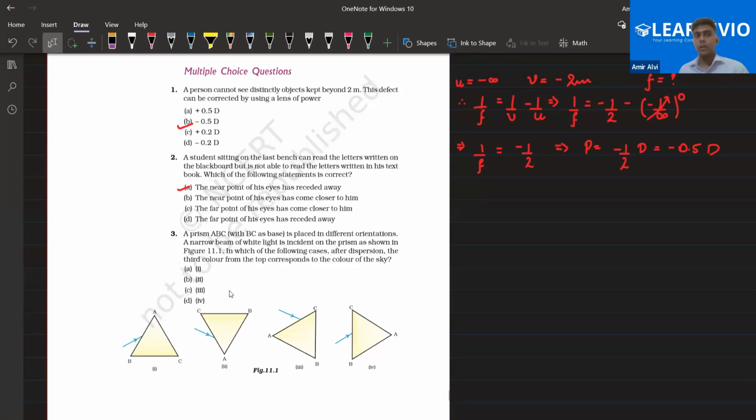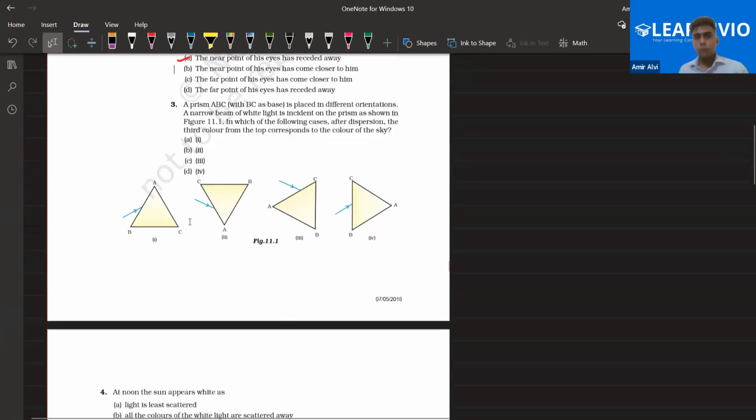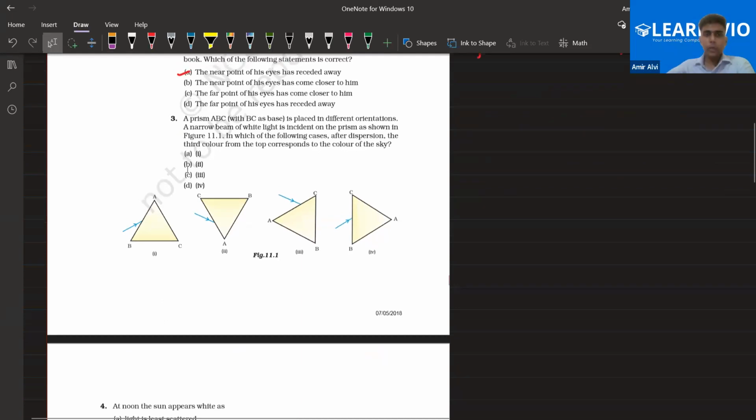Okay. Now, for the third one. Everyone, the question is saying a prism ABC, BC is the base. These are the different orientations of the prism. A narrow beam of white light is incident on the prism, so we have to find the order of dispersion in which the third color from the top will be the sky color, basically blue. It's saying the color of the sky, it's nothing but blue.